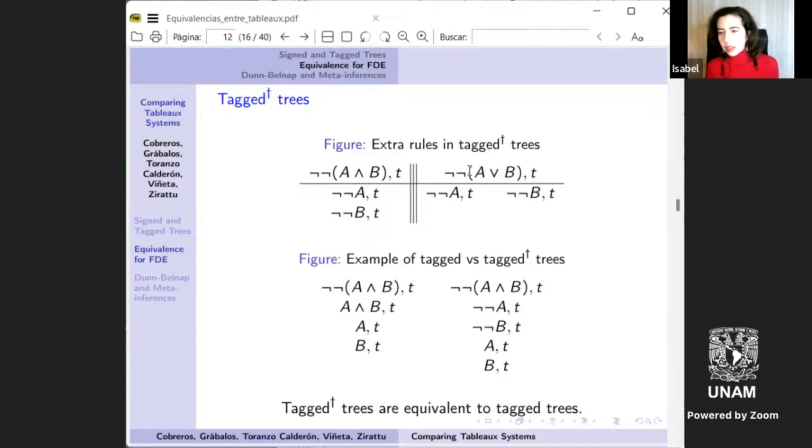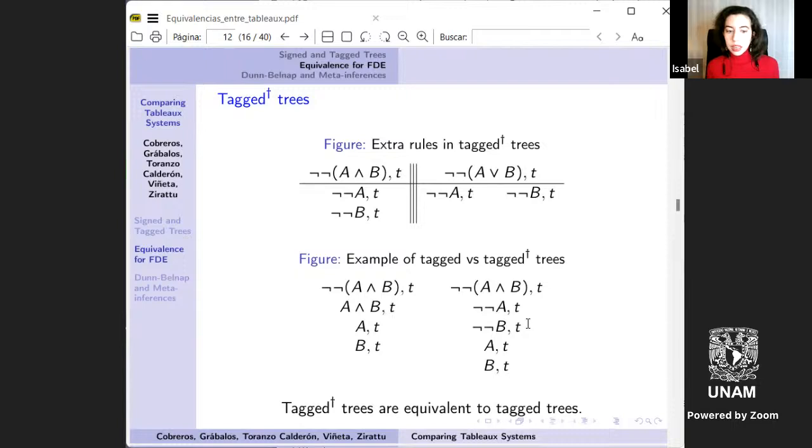without the double negation. But the reason why we need this is because when we're translating, in this case from the signed trees, we will need to keep the structure to be able to translate node by node and to prove that they are indeed equivalent. But it's easy to see already that the tagged dagger trees are definitely equivalent to regular tag trees because these two rules don't add any extra information.